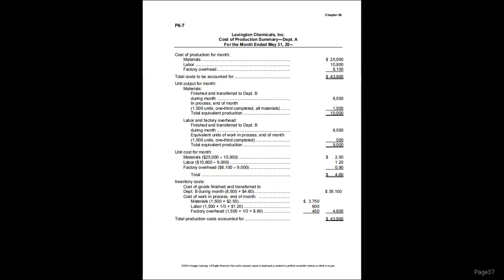Now we move the goods from Department A to Department B. The goods received from Department A during the month, the cost of 39,100. Amuni ang units transferred from Department A to B.